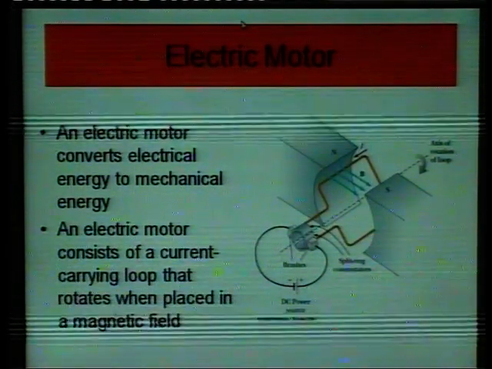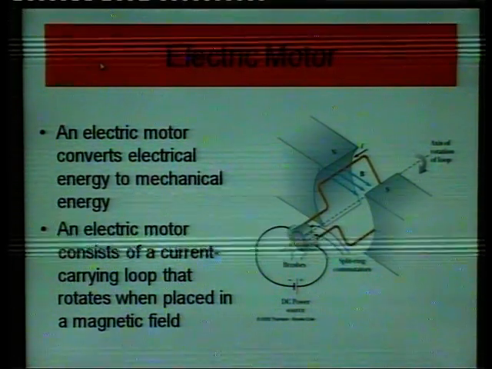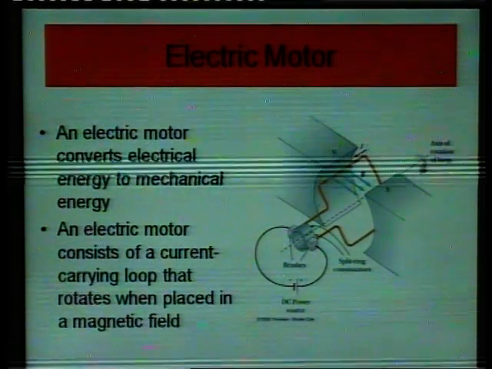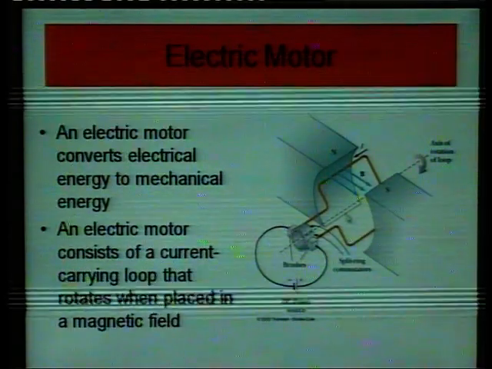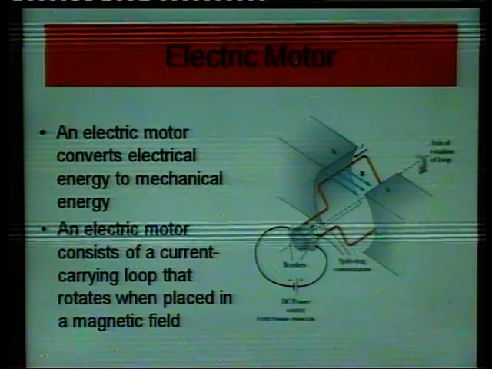Now next, related to this problem, in the previous slide we saw that when a current carrying rectangular coil is placed in a magnetic field, it starts rotating. A torque acts on it and it starts rotating. So this is the principle of an electric motor.